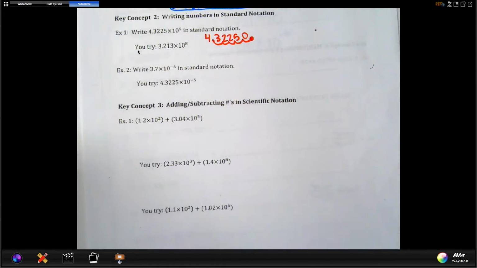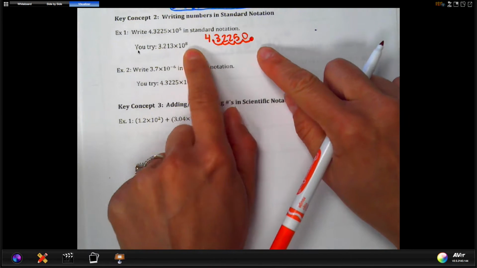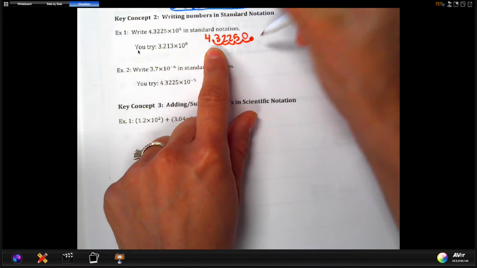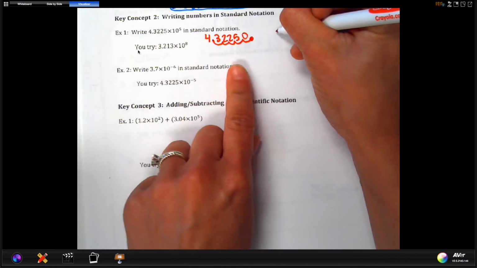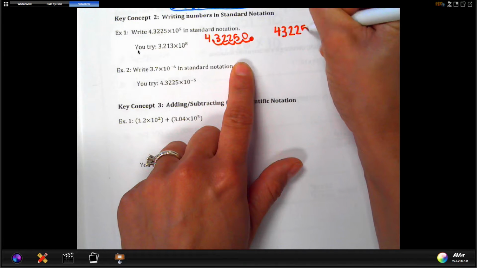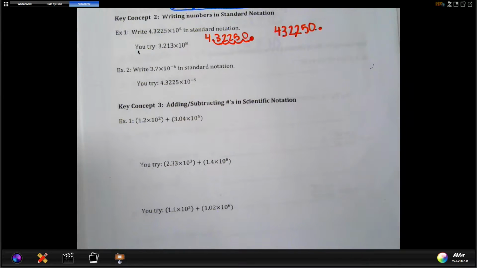So that's my work. We don't want to leave the answer like that though, because now we need to know where the decimal should really end, and that's at the end of this. So your answer would be 43225, and your decimal is technically at the end, making this 432,250. You can put a comma back in it if you want to help know what that number is.